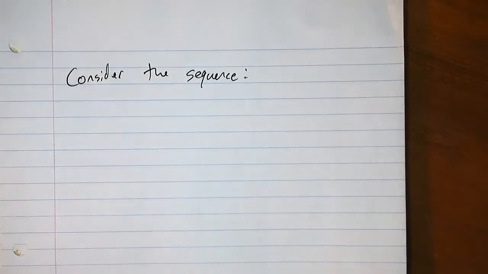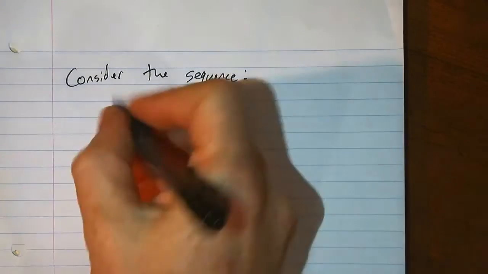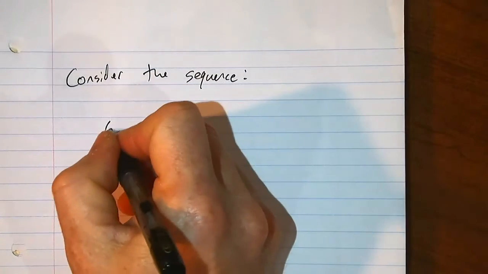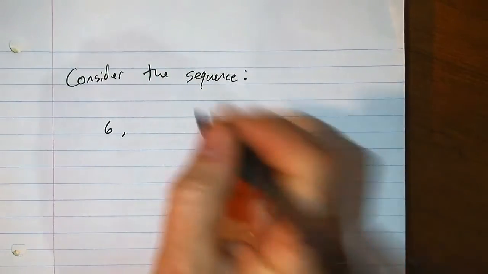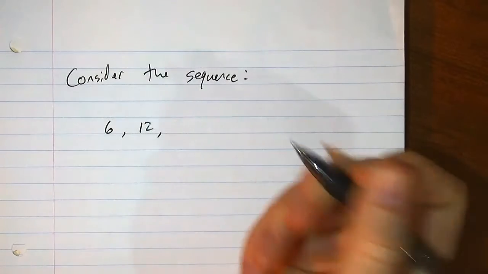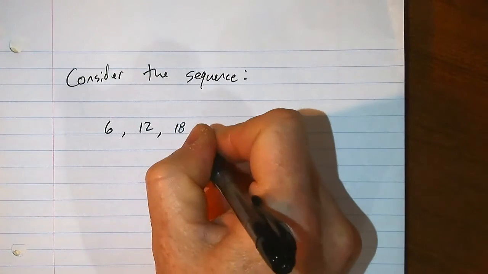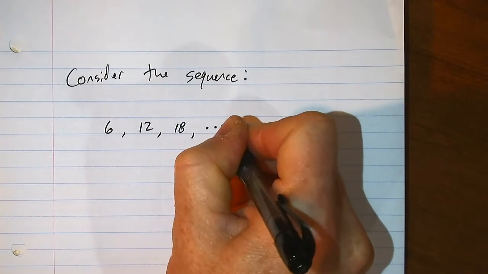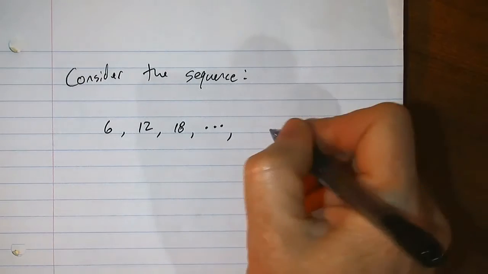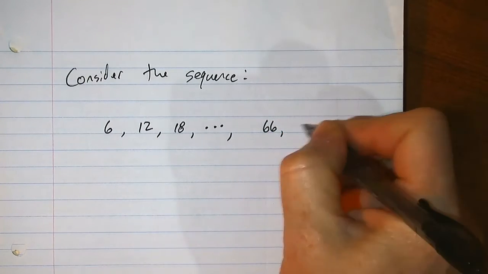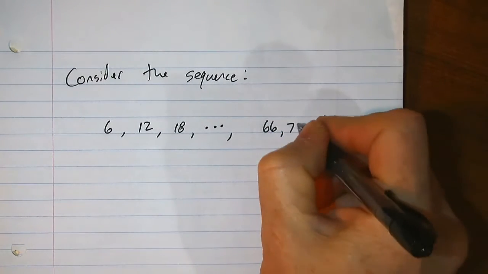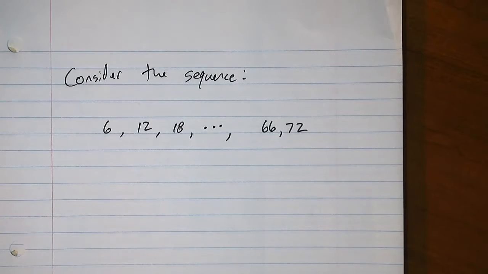All right, so here's a sequence for you. Let's say that we go 6, and then 12, and then 18, and we're going to continue this pattern until we get to 66 and 72, and then we're going to stop.